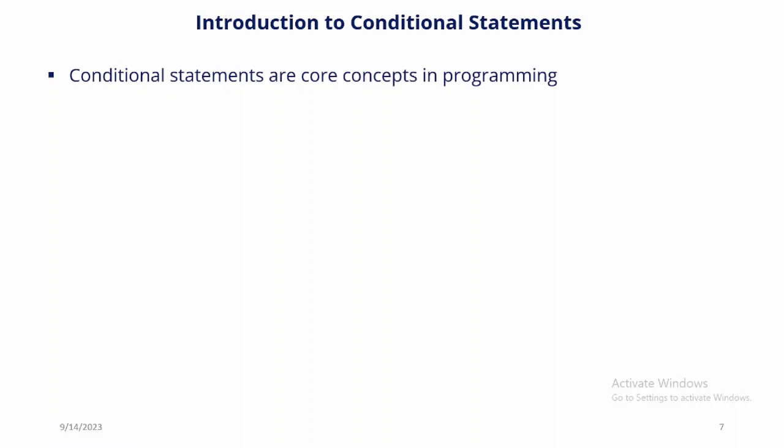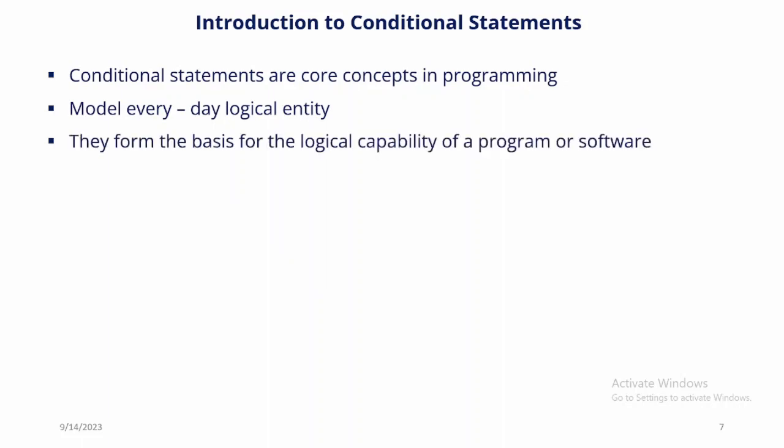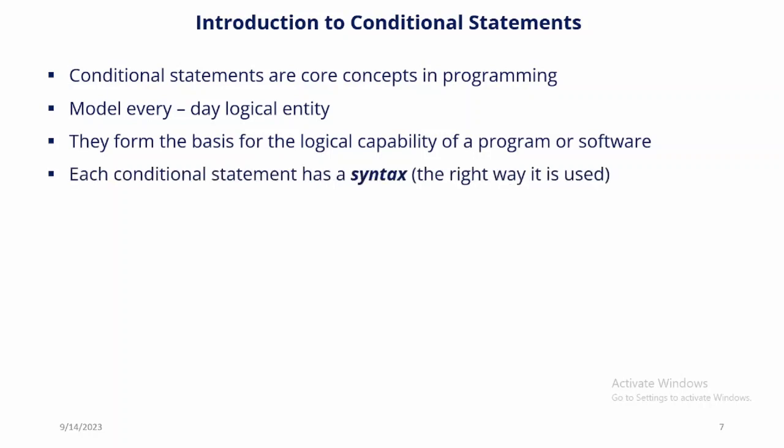Conditional statements are core concepts in programming. Generally, they model everyday logical entity. They also form the basis for the logical capability of a program or software. So let me explain it this way. Life is based on decisions. Somebody decides to wake up in the morning for a reason. Maybe you set the alarm, and then you have a schedule for the day, what you are going to do in the day. All of them are based on choices that you make depending if certain conditions are met. That's the way somebody lives his life logically.